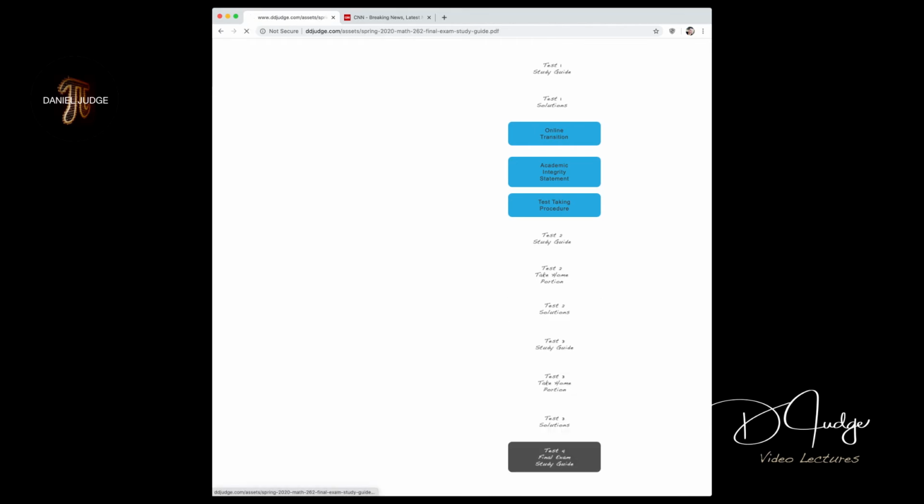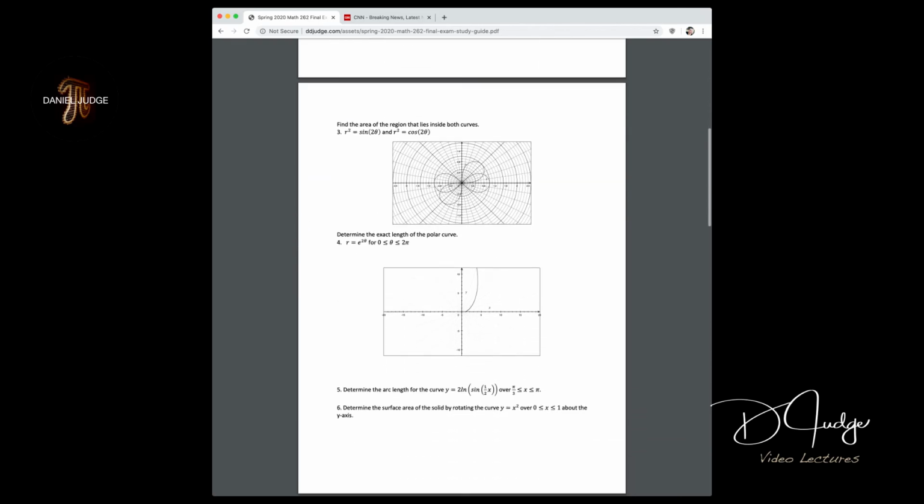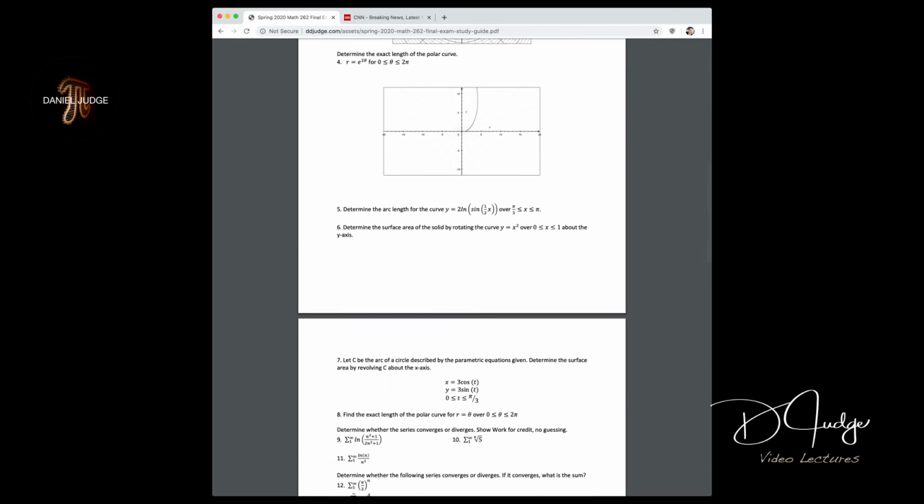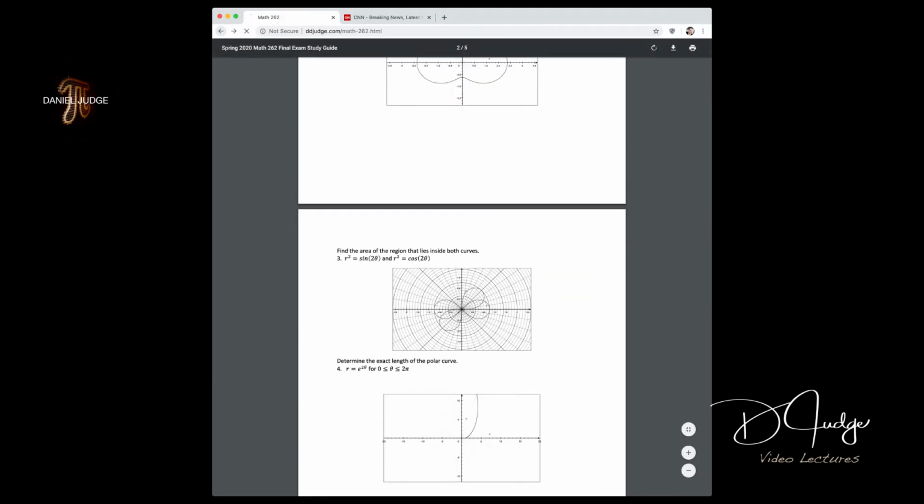So I want to let you know that there are some parameters here for your test 4 and final exam study guide. So take a look at this stuff, and hopefully this helps you prepare. That's really a test 4 situation for us. But anyway, that's what I put up for you.